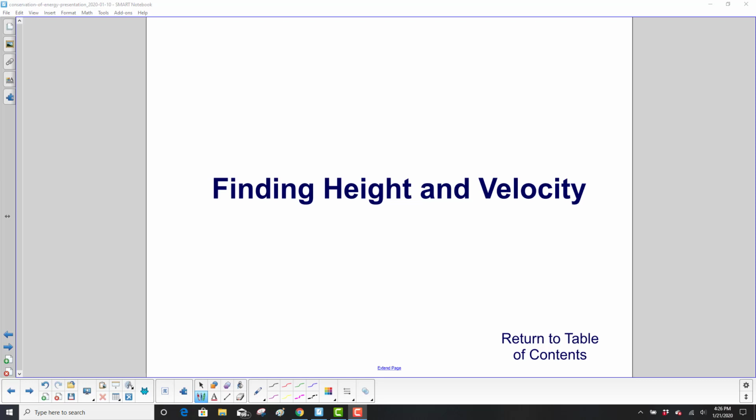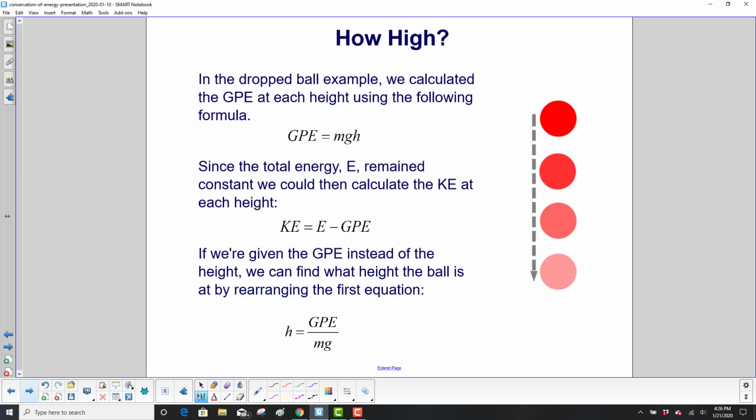Finding height and velocity. In the drop ball example, we calculated the gravitational potential energy at each height using this formula right here. Since the total energy remains constant, we could then calculate the kinetic energy at each height. That would equal the total energy minus the GPE. And as you go down, GPE decreases, which means what? It means kinetic energy should increase.